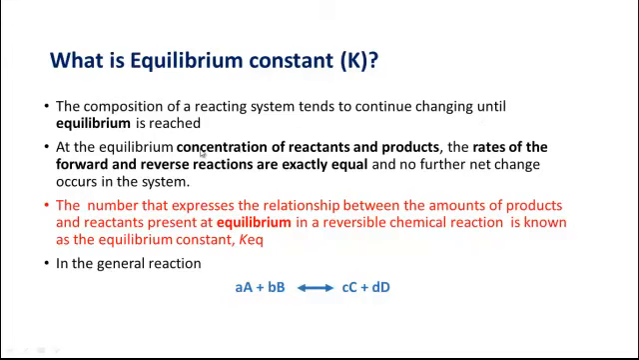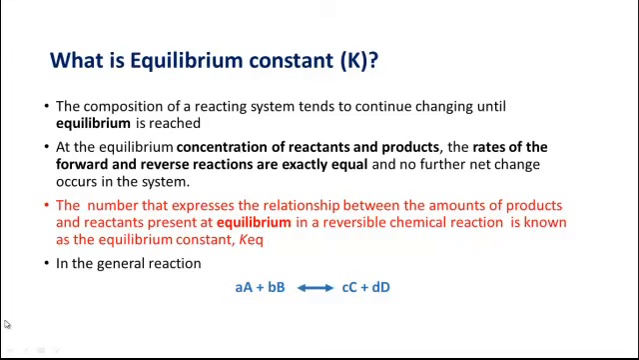And at the point of equilibrium, the concentration of the reactants and products is exactly equal, or we can say that the rate of forward and reverse reaction is exactly equal, meaning that there is no further net change occurring in the system. The value that expresses the relationship between the amount of the product and the reactants present at equilibrium in a reversible reacting system is known as the equilibrium constant. The value is depicted by K_eq, meaning the equilibrium constant.